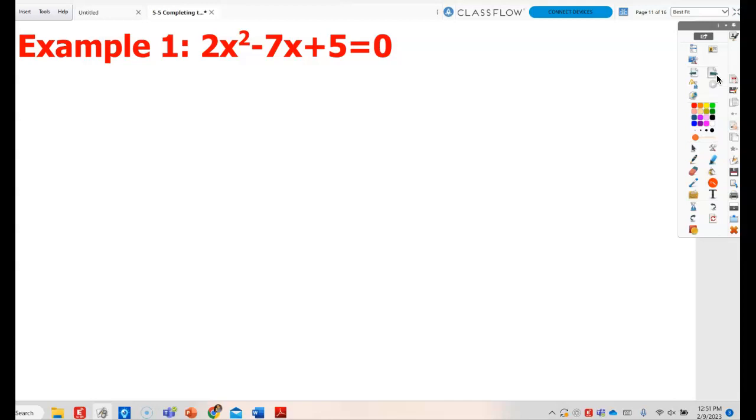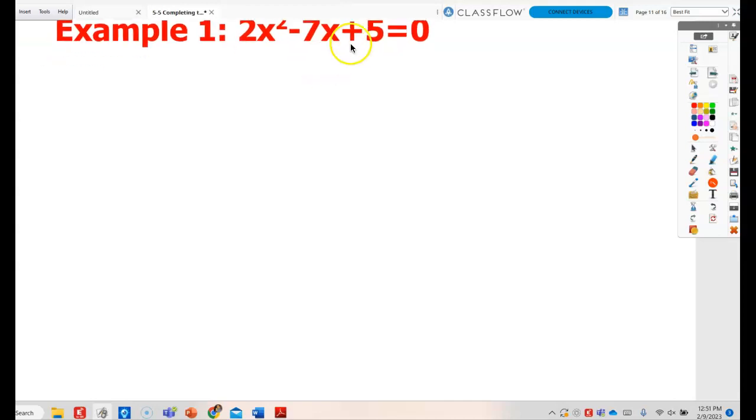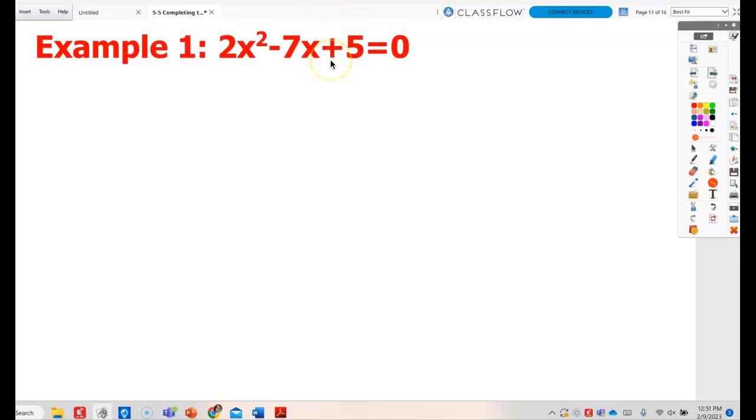So completing the square problems are unique to all the other problems we've done so far in the sense that we do not want it equal to 0. We want it equal to our C value. And we must get rid of A, which sometimes creates fractions. So completing the square problems are like the anomaly of quadratics.